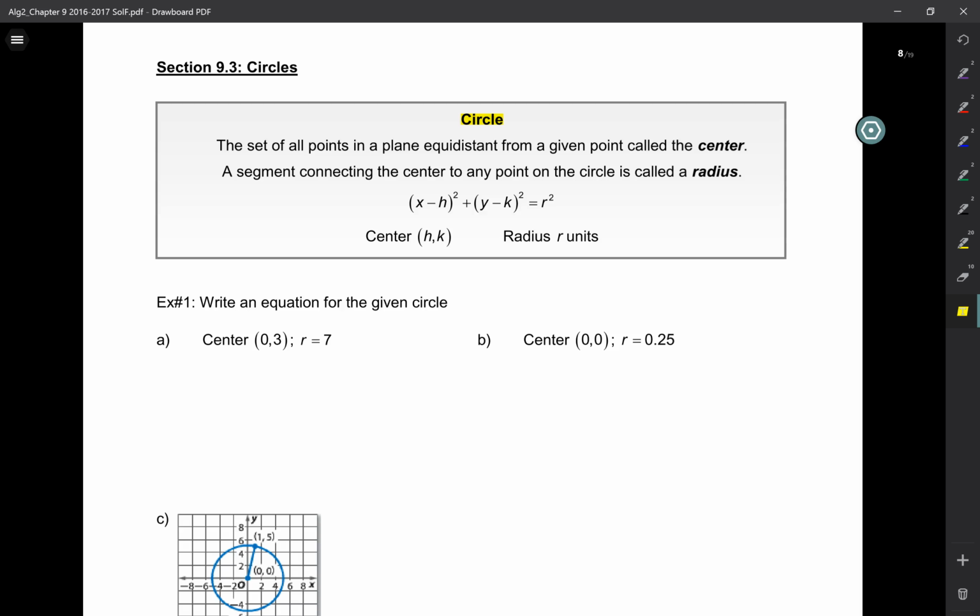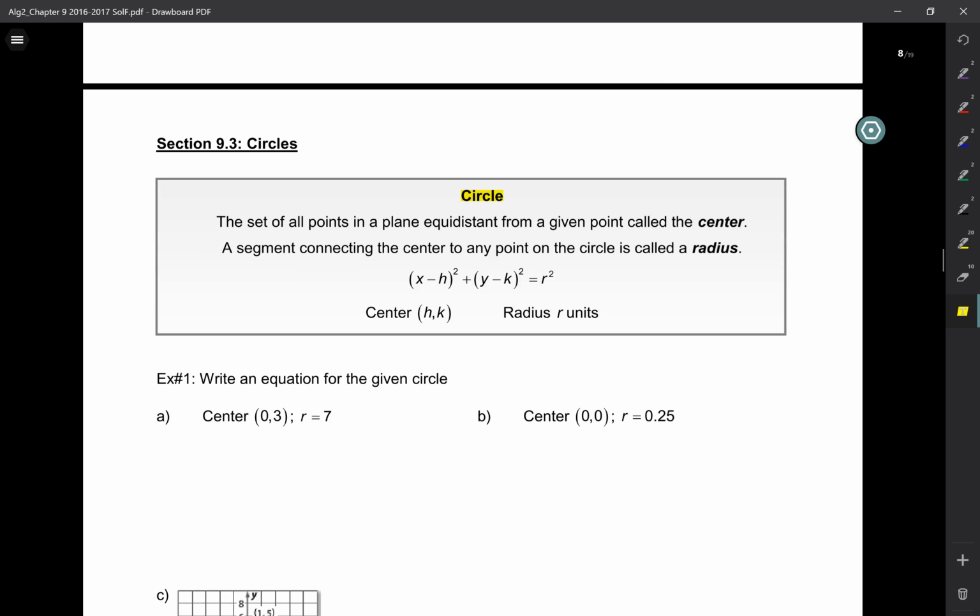When we started the section on parabolas, we talked about how you get a parabola, remember? And that was all the points that were equidistant from the focus and the directrix. Well, suppose I have one point here.